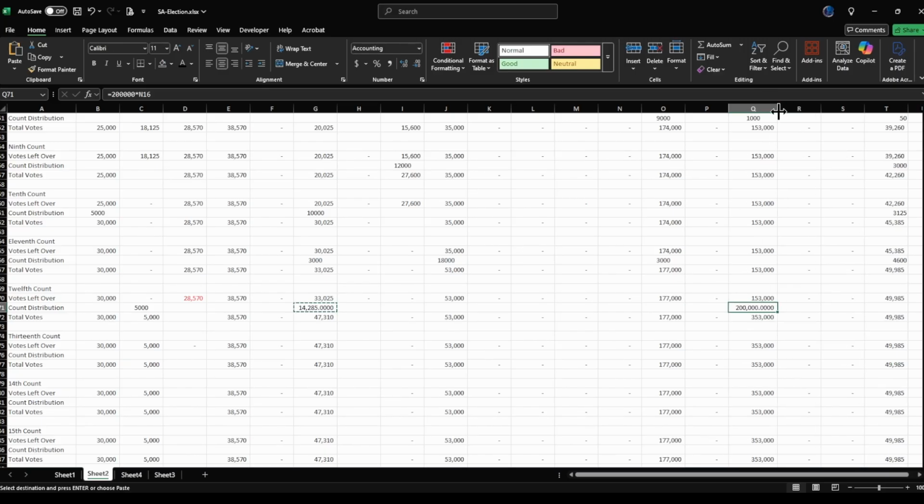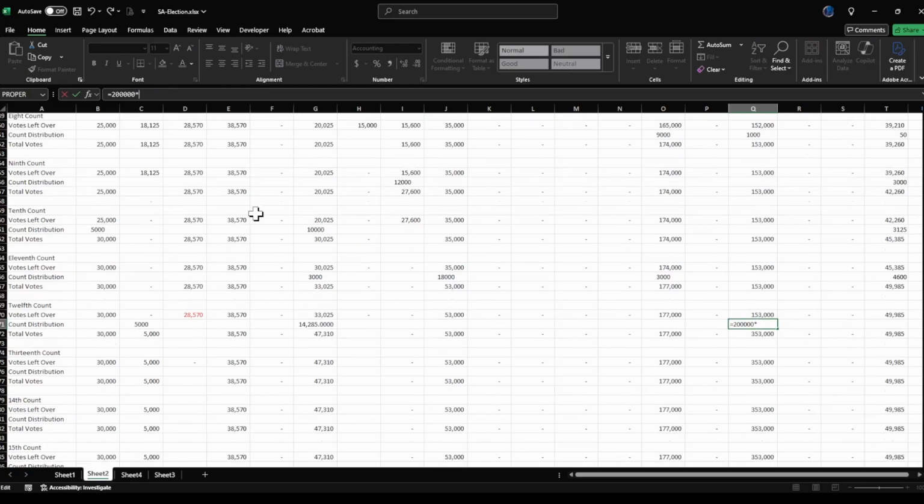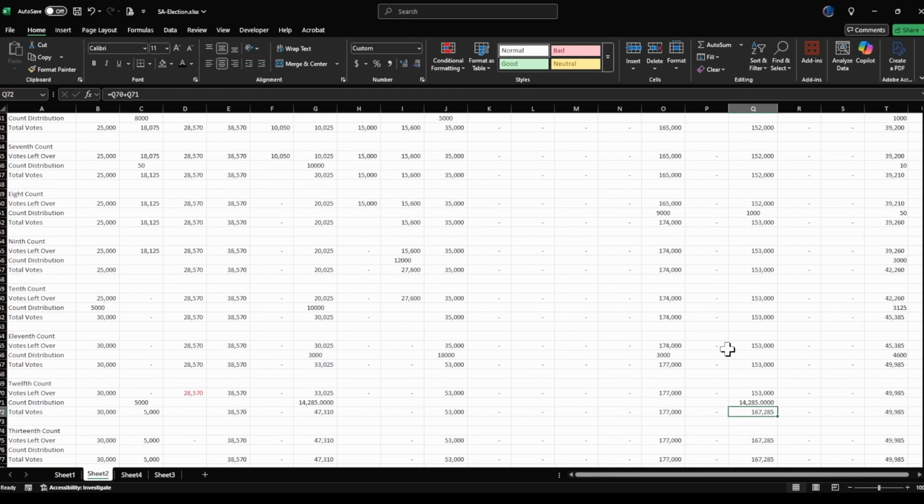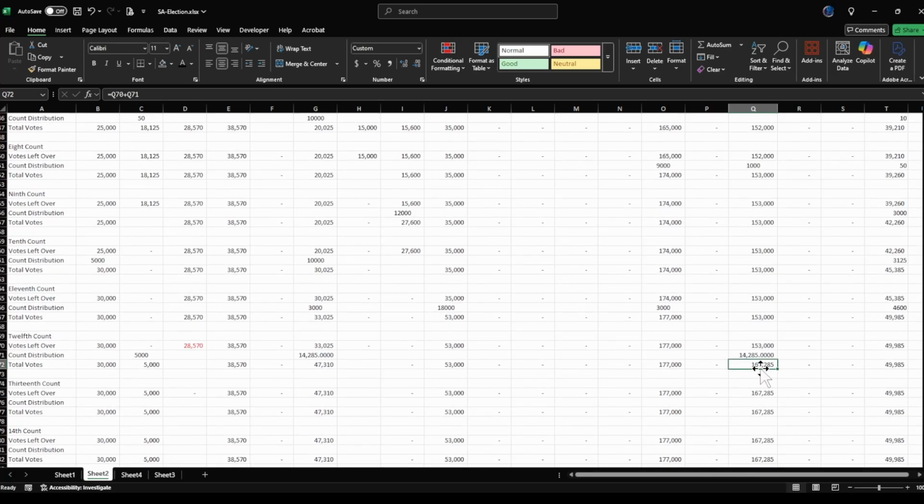And it didn't do it as I wanted it to. So we'll have to do it the hard way. I see why. So 200,000 votes by the ratio. And you can see there that they're now at 167,000. Still hasn't made quota.